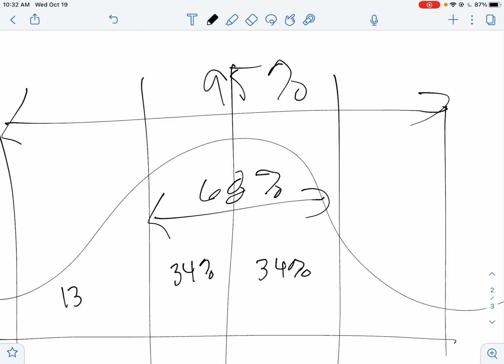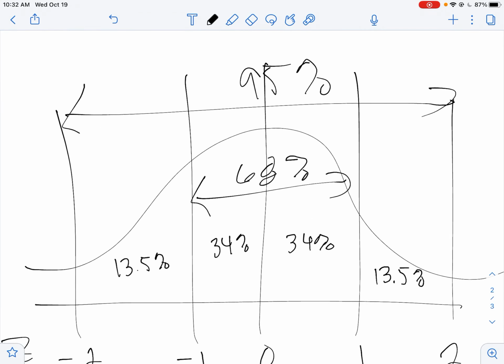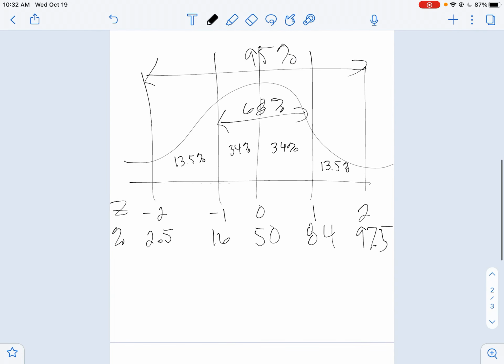34%, 13.5. And believe it or not, if you're taking, say, AP Stats, the AP exam, you'd be amazed at how many questions you can answer based on normal distributions just by using this drawing. If you're taking a basic statistics class too, especially if you're doing a chapter on normal distributions, just having this, it's a great frame of reference, believe it or not.